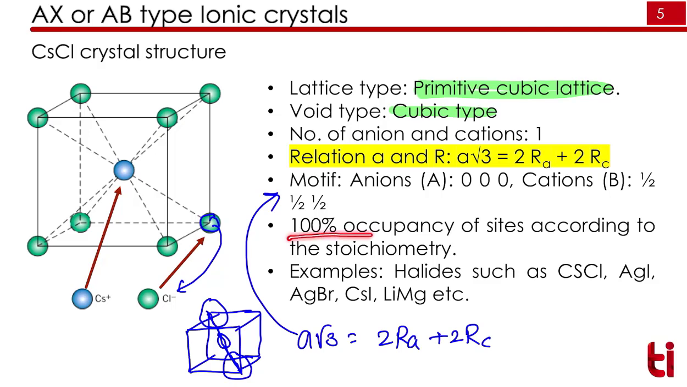Here there is 100% occupancy. It means that we have only one void, and that void is completely filled. Typical examples are CsCl, AgI, AgBr, etc.